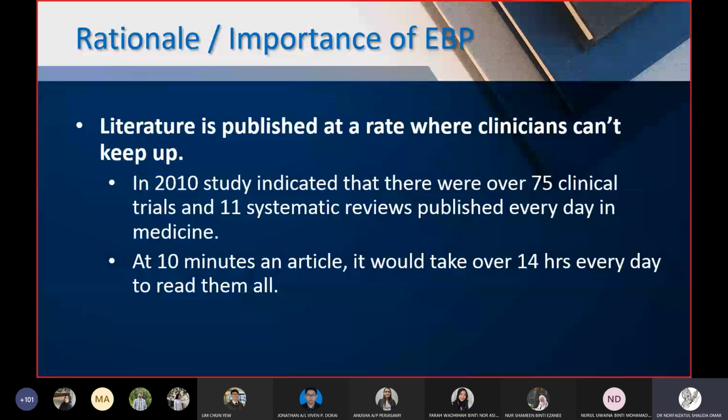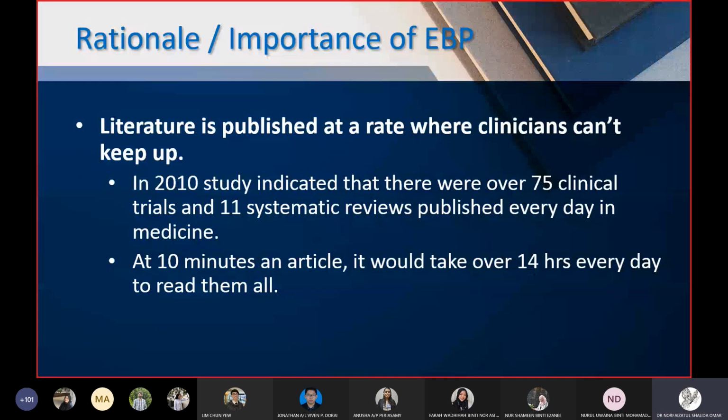Case study shows that literature is being published at a rate where clinicians can't keep up. In 2010, a study indicated that there were over 75 clinical trials and 7 systematic reviews published every day in medicine. So at 10 minutes an article, it would take over 14 hours every day to read them. So this shows that there are a lot of articles for the clinicians to keep up with.